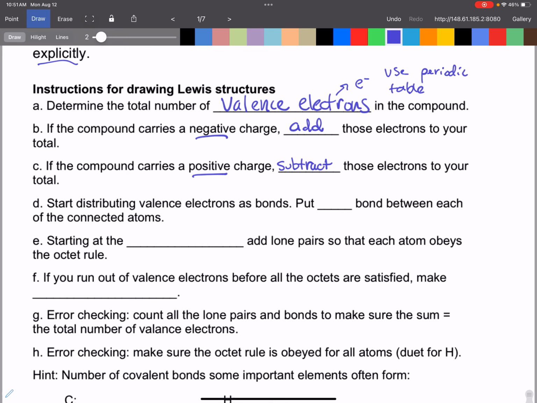Then you're going to distribute those valence electrons as bonds to start with. So you'll put one bond between each of the connected atoms. And then starting at the outside, so the outer atoms, add lone pairs so that each atom obeys the octet rule or the duet rule, as we'll see for hydrogen. And if you run out of valence electrons from your total that you've added up, then it's time to start making double bonds.